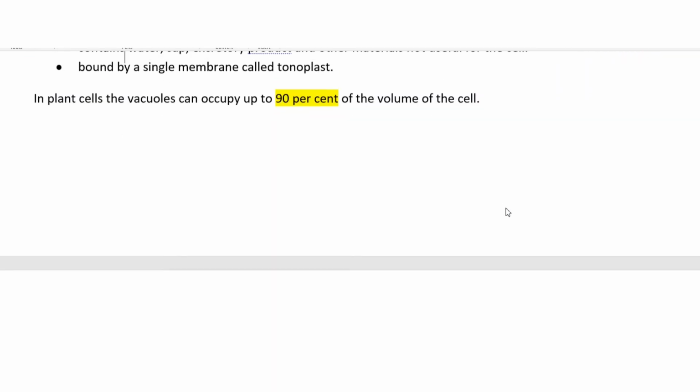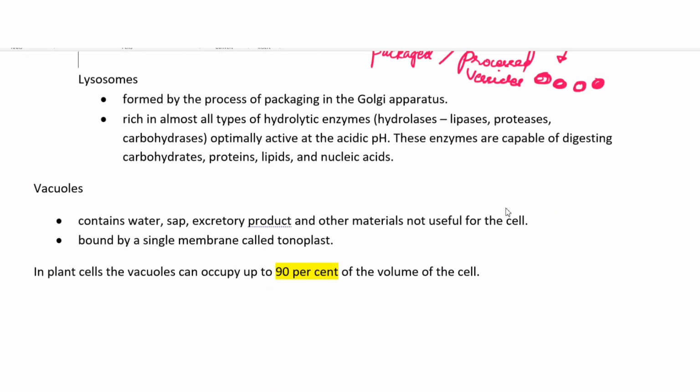Okay. Now we move on to the next organelle under the endomembrane system, which is the lysosome. Lysosome is formed by the packaging in the Golgi apparatus. So lysosome is one of the packaged products of Golgi apparatus. This is an important function. Now it is clear that lysosome is also a part of the endomembrane system, isn't it?